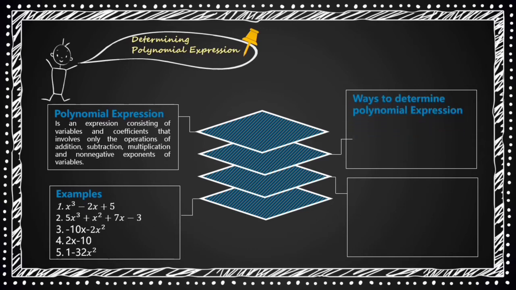What are the ways to determine polynomial expressions? To determine a polynomial expression, see to it that the expression can be written in the form a sub n x raised to n plus a sub n minus 1 x raised to n minus 1 plus a sub n minus 2 x raised to n minus 2 plus so on and so forth plus a sub 1 x plus a sub 0, wherein n is a non-negative integer.